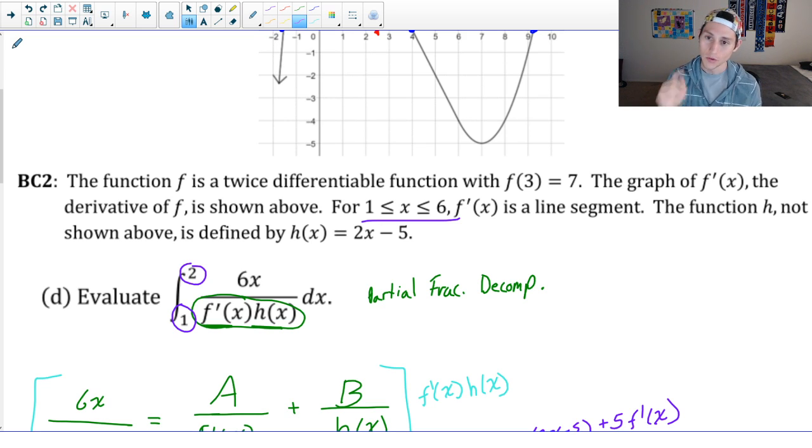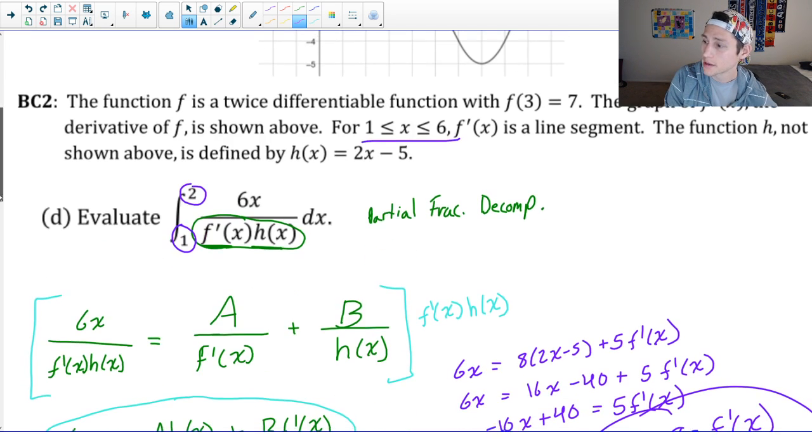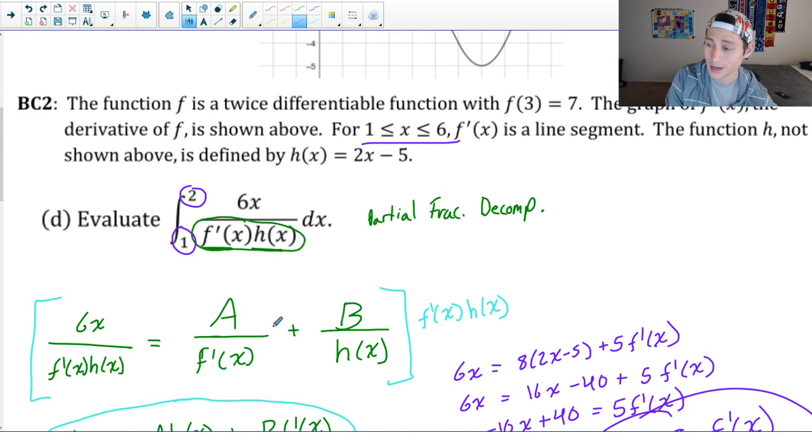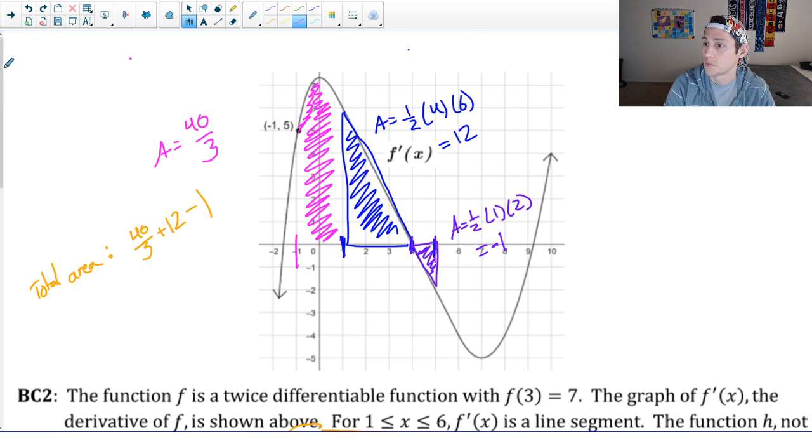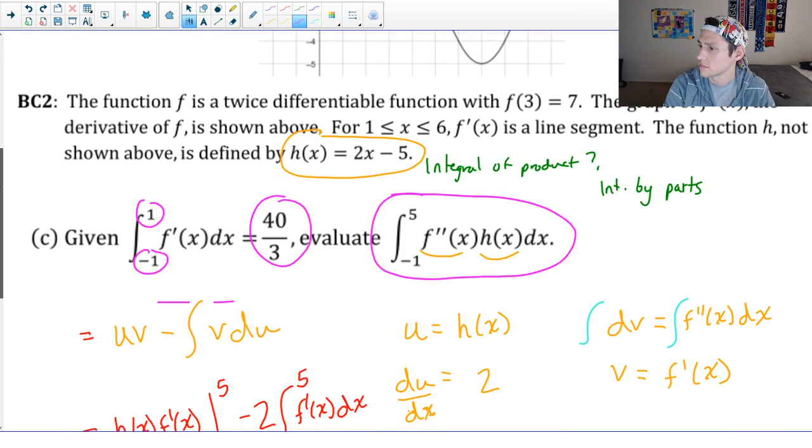Okay, so know your formulas. Recognize when to use a formula. Again, we talked about, for part D, I recognized I'm probably going to need partial fraction decomposition because my denominator had a product of two functions. I know that's hard to take an integral of, but if I can split it up into individual functions in each denominator, that's much easier to do an integral of because I can use natural log.